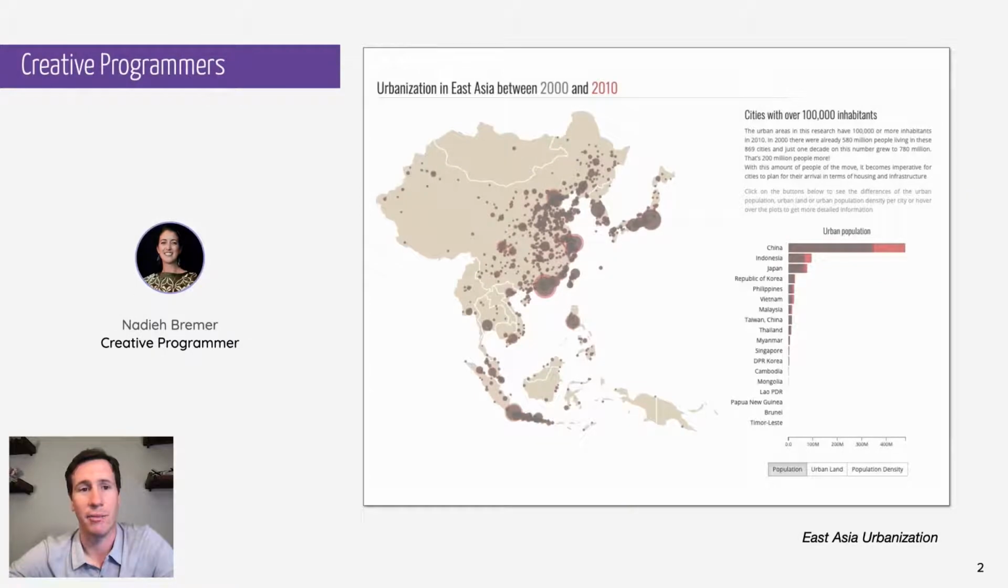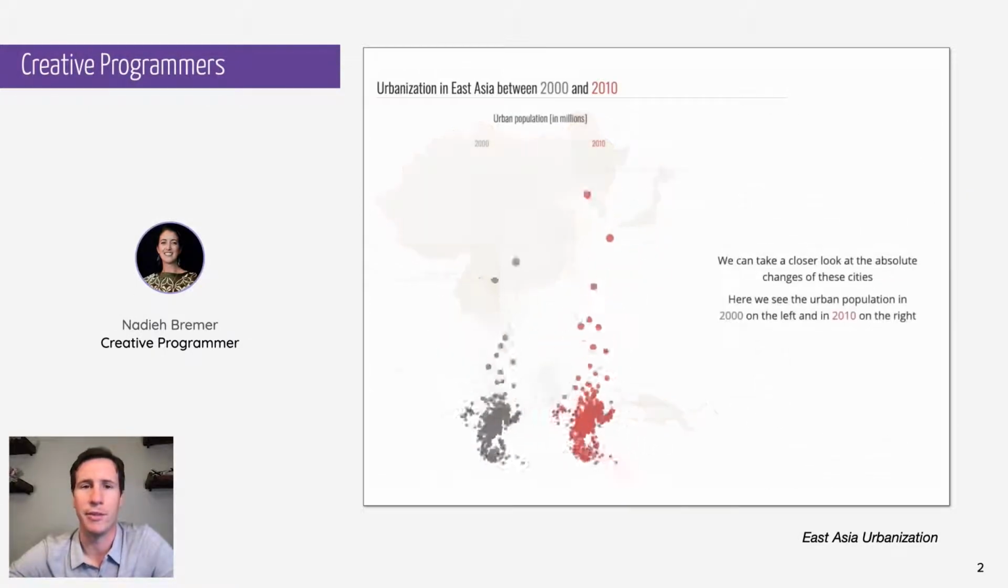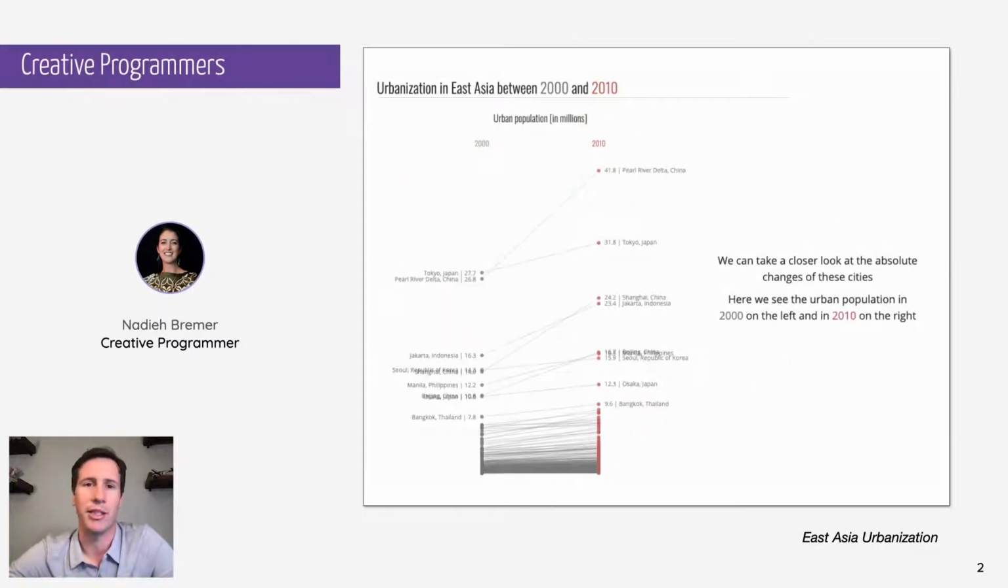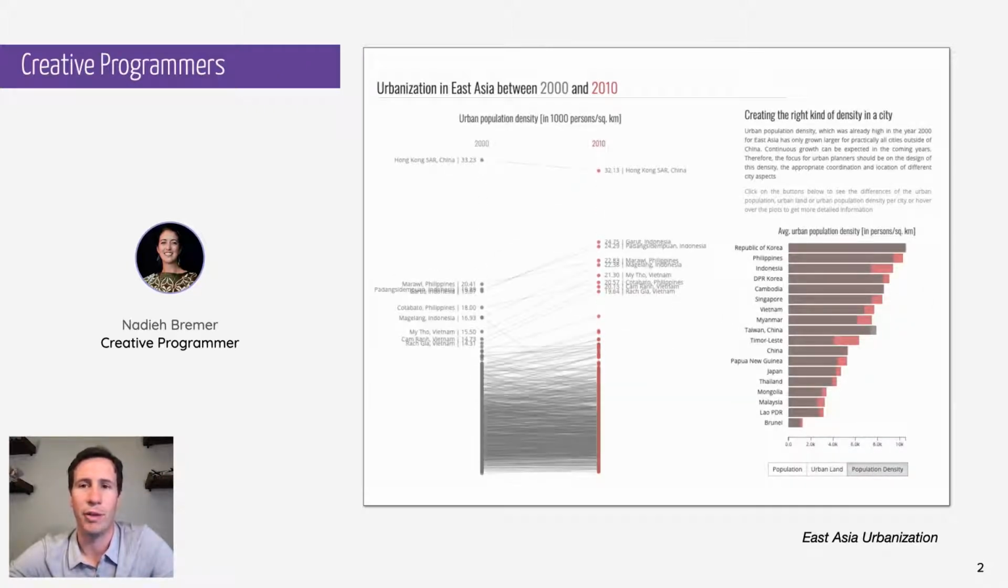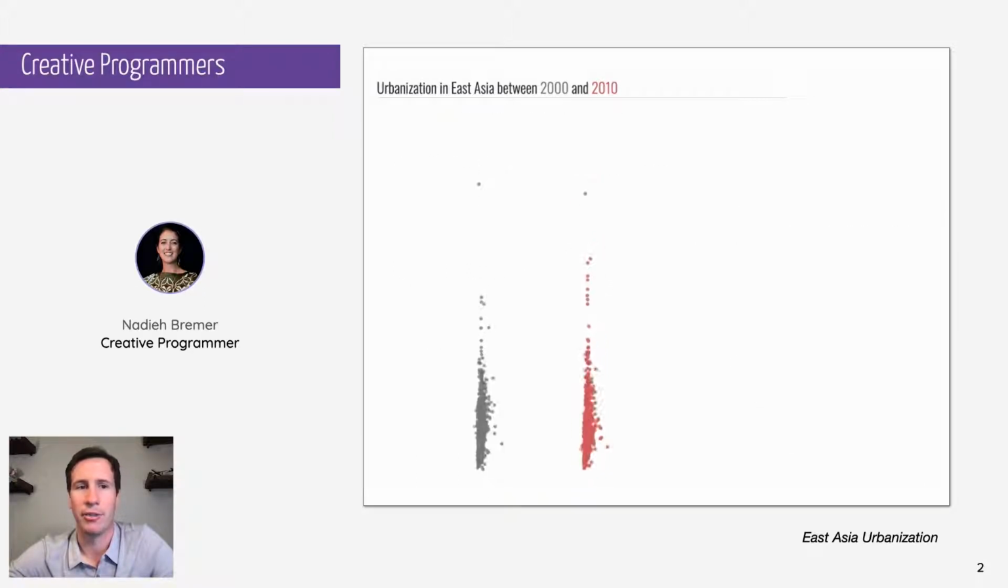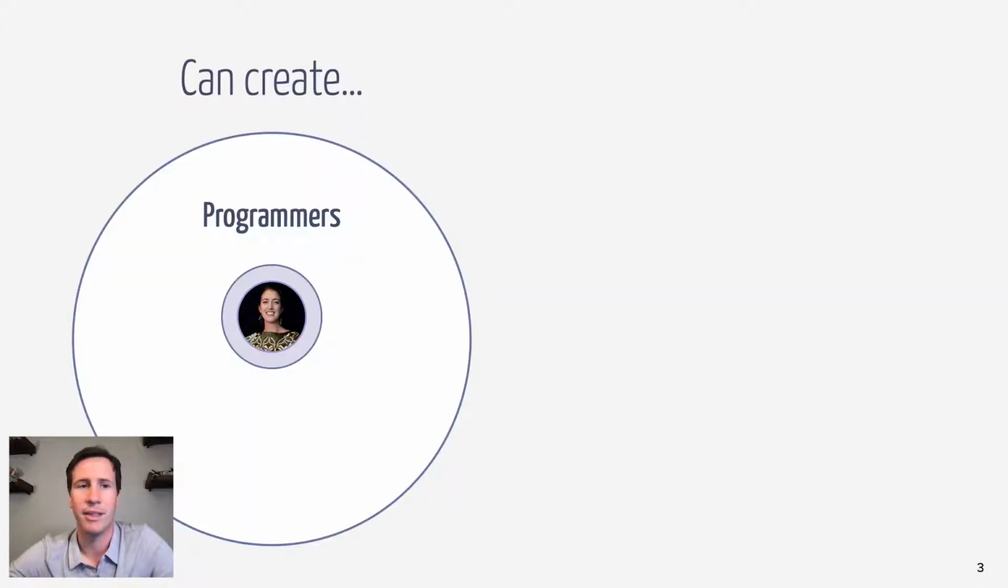Animated transitions help to clarify changes between two data visualizations. For example, this project from Nadi Bremer shows the rapid population growth in East Asian cities from 2000 to 2010. Creative programmers like Nadi use programming to create such engaging animations. However, creating such animations requires programming knowledge.